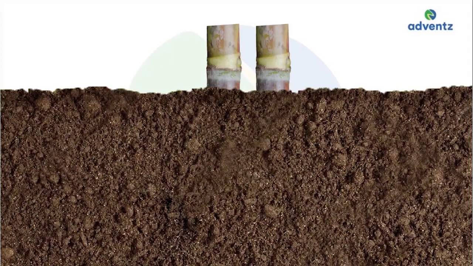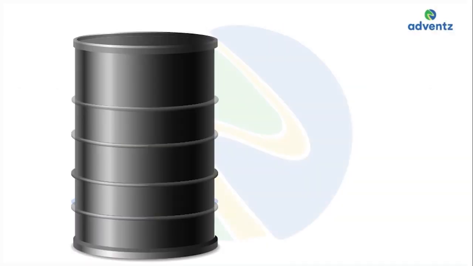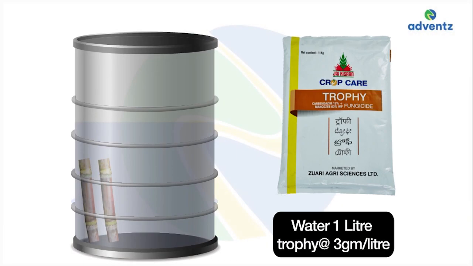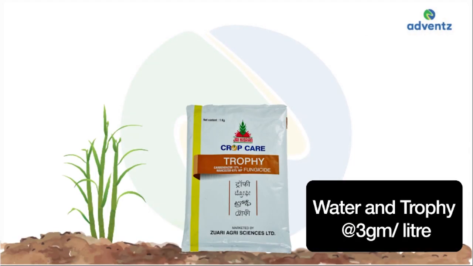To manage red rot, we need to use red rot free sets or planting material. Then we need to treat those sets by putting them in a solution of water with Trophy at the rate of 3 gram per liter. After 1 month of planting, we again spray the crops with Trophy at the rate of 3 gram per liter.